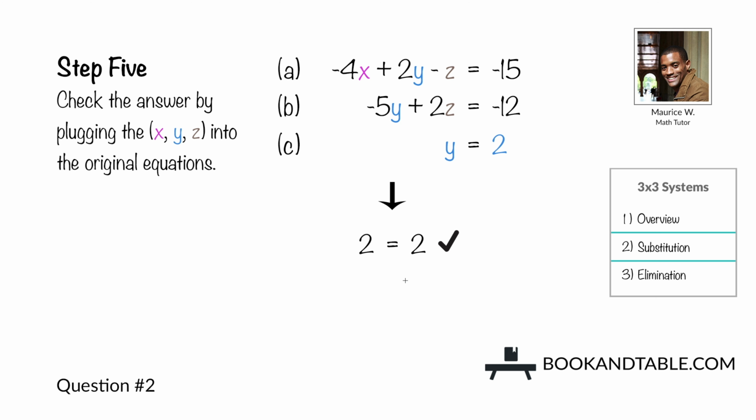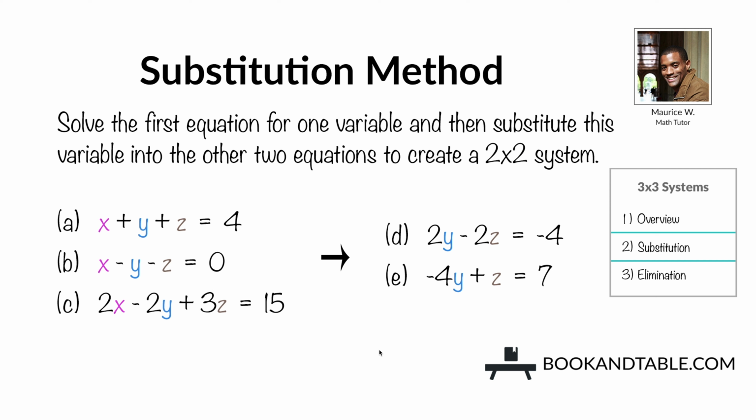So that is how you would use back substitution to solve a 3x3 system. Let's now review the substitution method. This will help us find x, y, and z when each is present in all three equations. So we can no longer use back substitution for these cases.